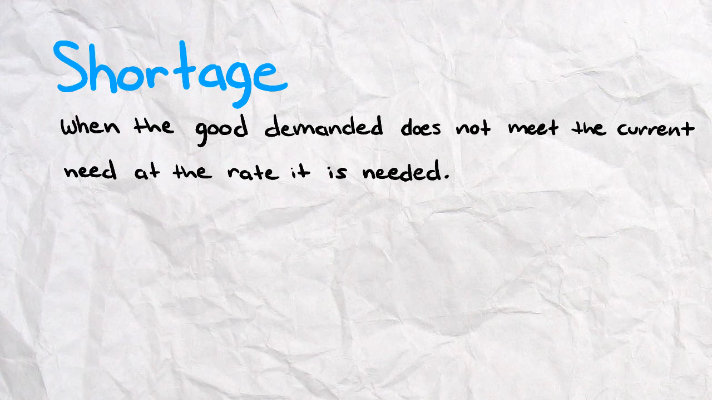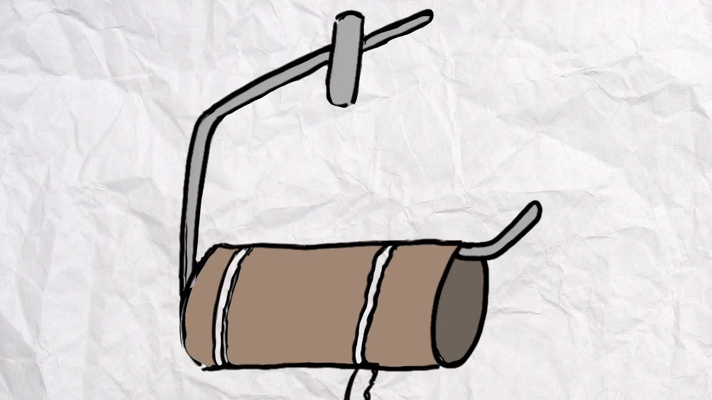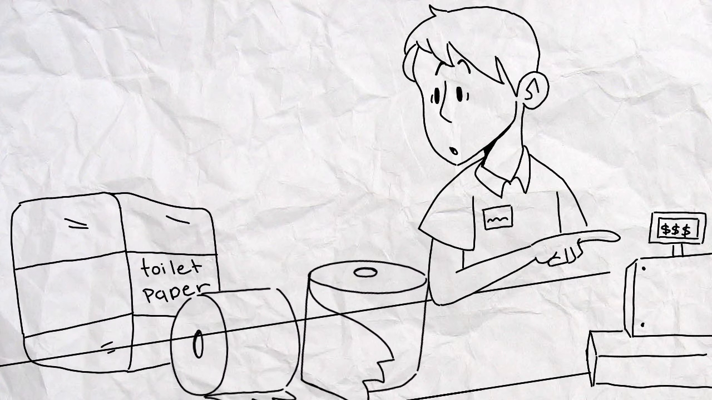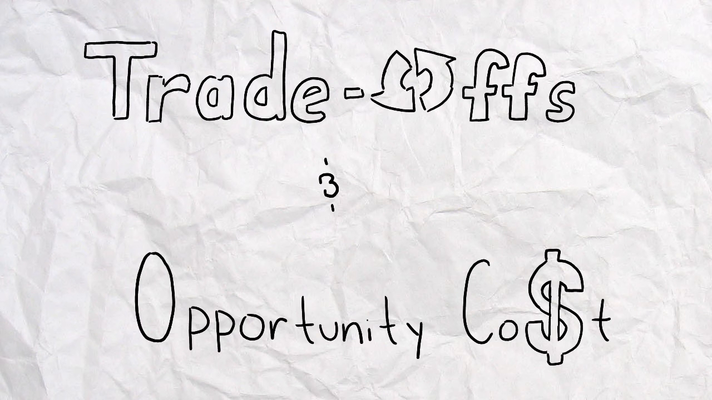Now, a shortage is when the good demanded does not meet the current needs at the rate it is needed. Like the shortage of toilet paper during the COVID-19 virus. People keep buying more toilet paper and the people who produce that toilet paper aren't able to make it as quickly as people demand it. Trade-offs and opportunity costs.